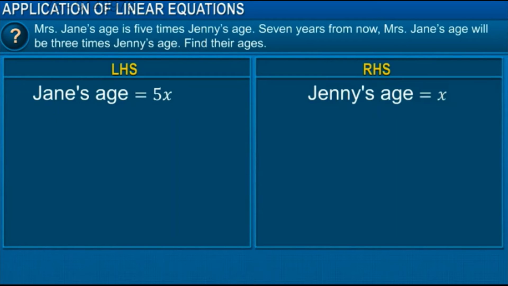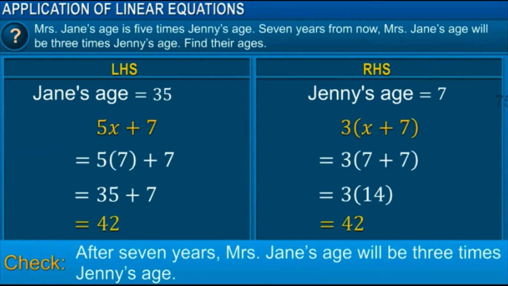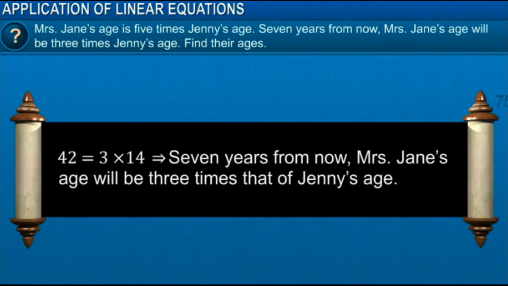Therefore, Jenny's present age is 7 years. Mrs. Jane's present age is 35 years. You can verify the solution by checking if after 7 years, Mrs. Jane's age will be 3 times that of Jenny's age. In other words, in the equation, LHS and RHS should be equal for the value x is equal to 7. Substituting x equals 7 in LHS and RHS, we find that LHS is equal to RHS. In other words, the solution satisfies the condition that 7 years from now, Mrs. Jane's age will be 3 times that of Jenny's age.